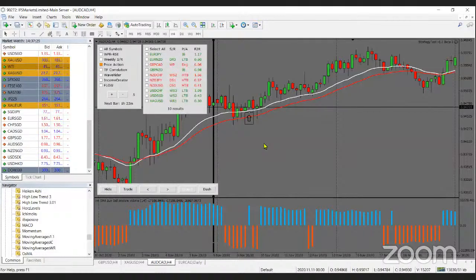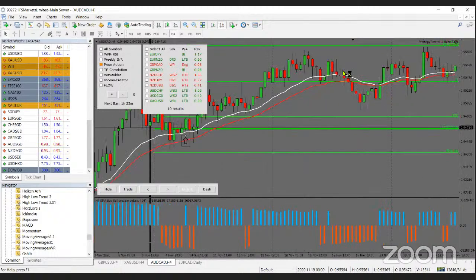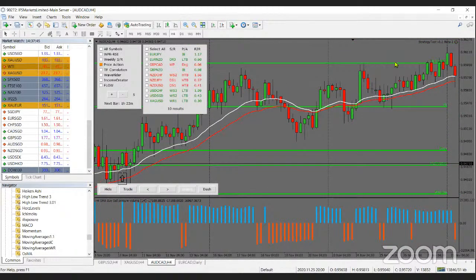So the next question is, how do I actually put my stop loss? As always, I'll recommend you to put your stop loss always at the last swing low or swing high. So in this case, my stop loss will be around here. And then you can see that price actually hits 1R and 2R.